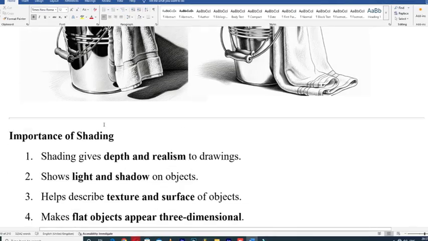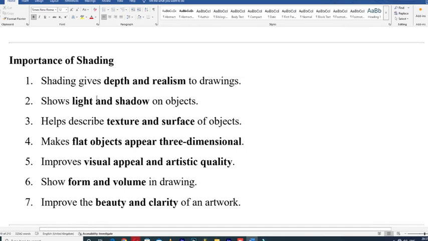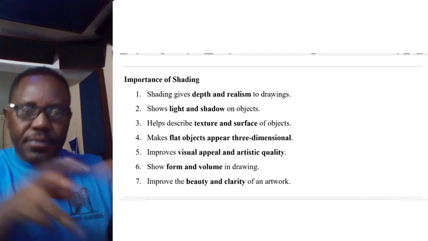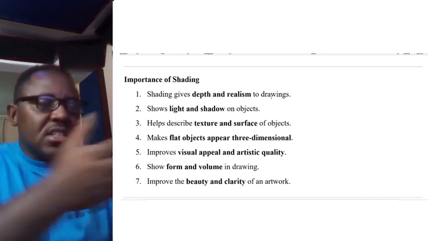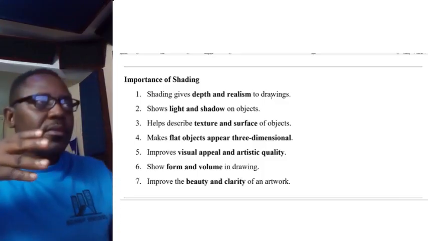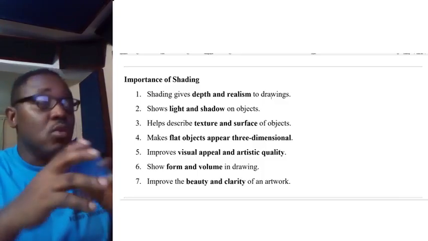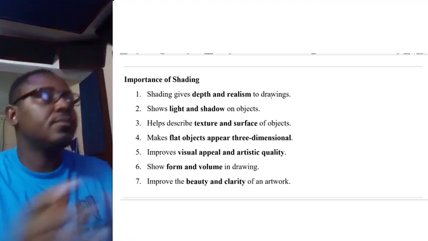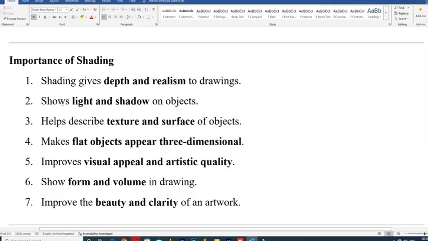Very nice. Now let's look at the importance of shading. It said, shading gives depth and realism to a drawing. It gives depth and realism. Depth, which is thickness. And realism, it makes it look real. And then they said, second, it shows light and shadow on an object. Shading helps to show where light and shadow is on an object.